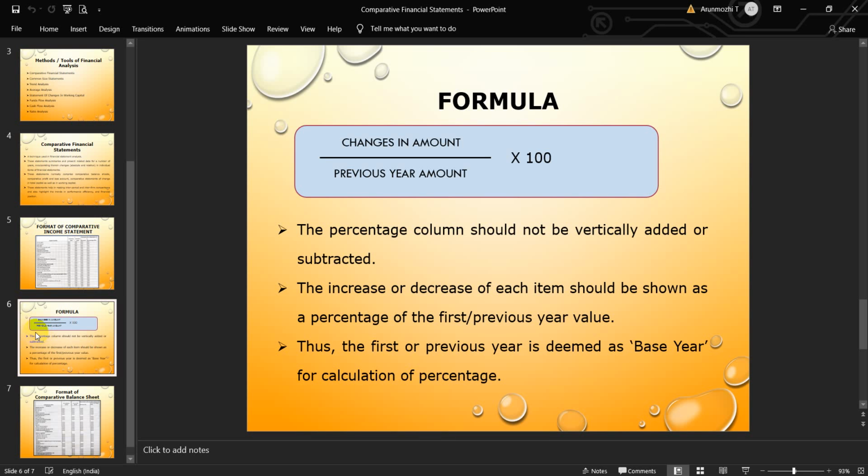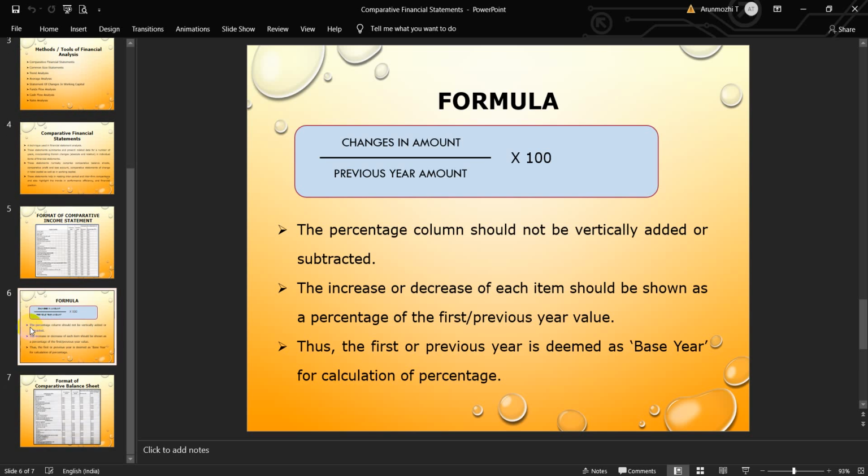The percentage column should not be vertically added or subtracted. The increase or decrease of each item should be shown as percentage of the first or the previous year value. Thus, the first or previous year is deemed as the base year for calculation of percentage.